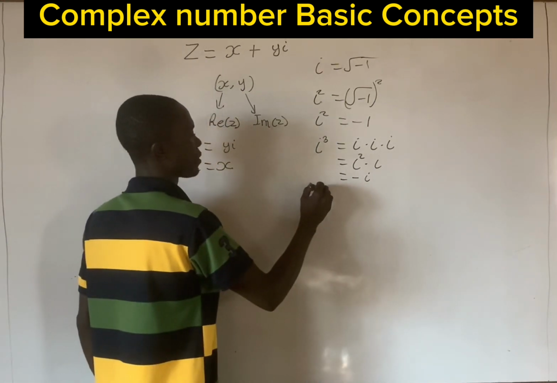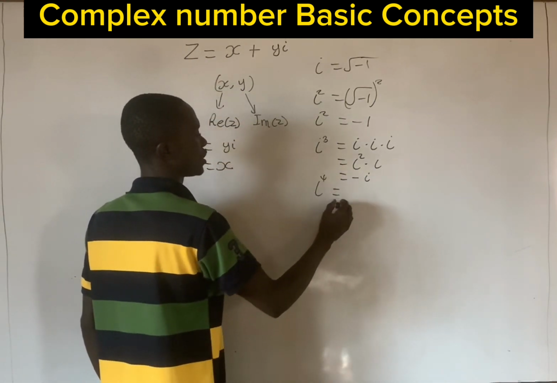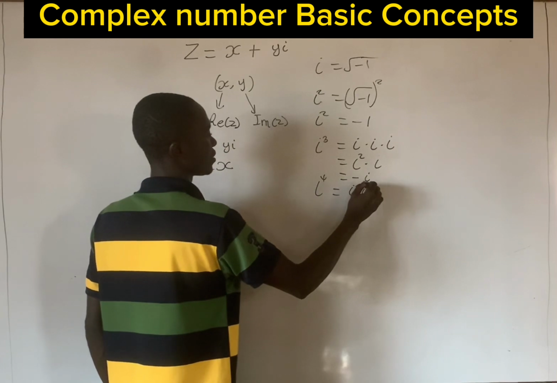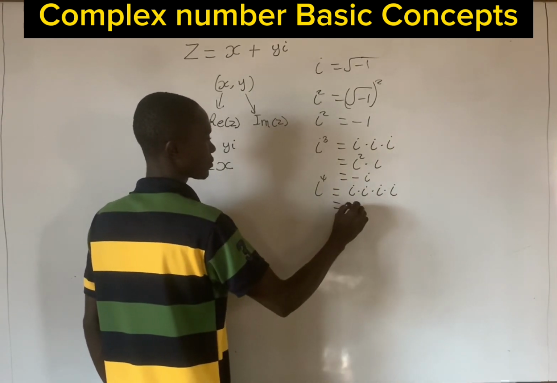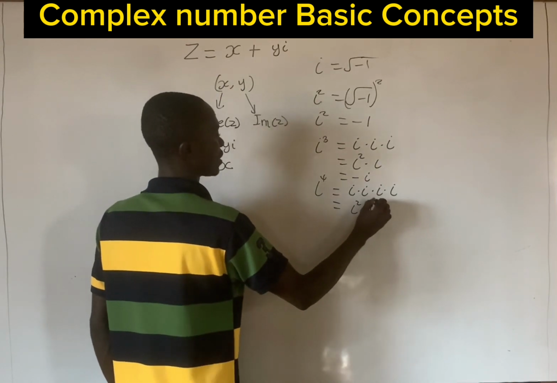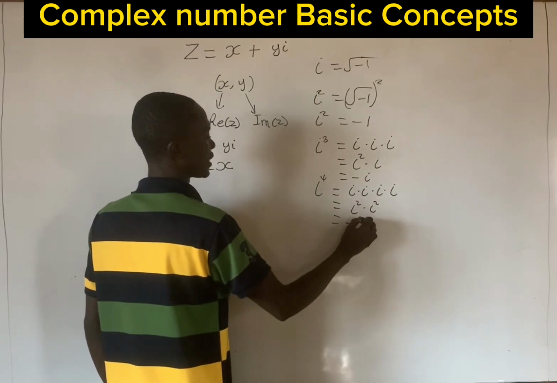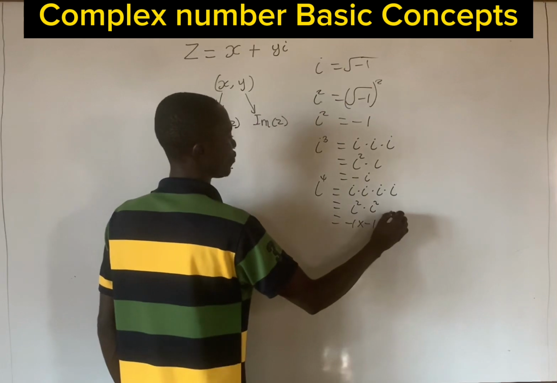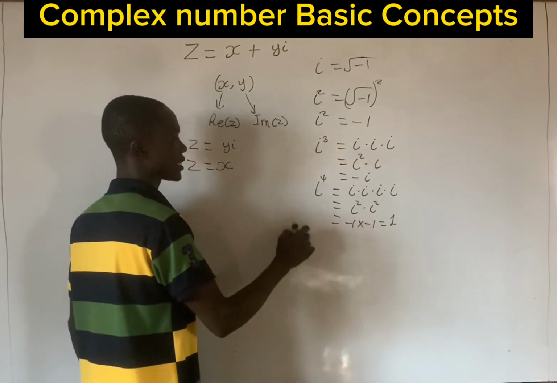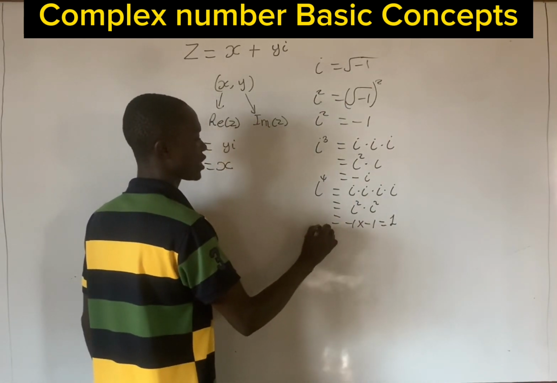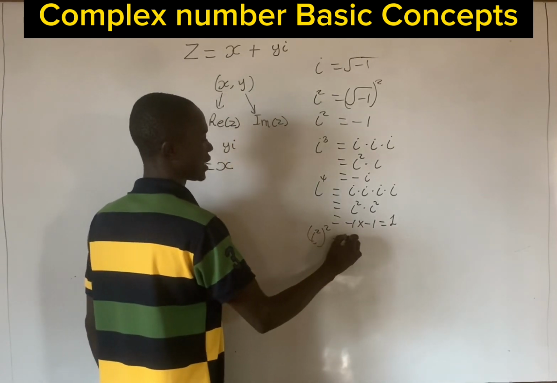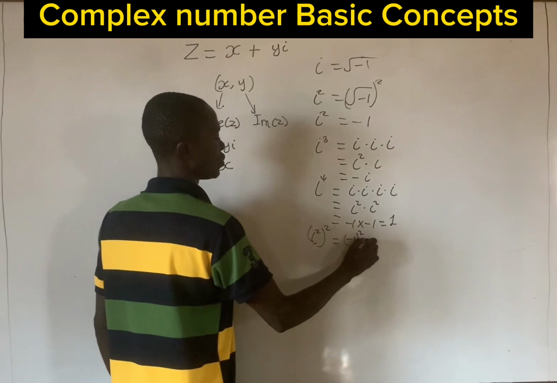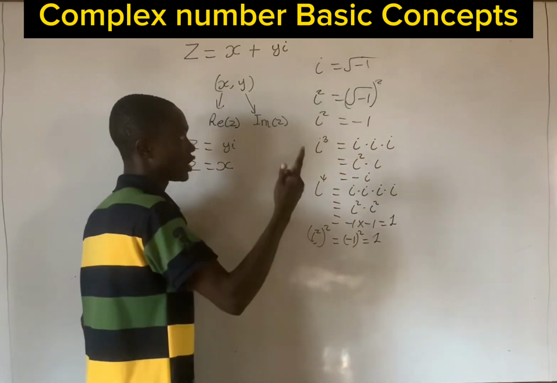If I take i power 4 equals i times i times i times i, that gives i squared times i squared. It's negative 1 times negative 1, which is positive 1. Or we can write i power 4 as i squared power 2. And this one is negative 1 squared, which gives positive 1. So let's put them here.